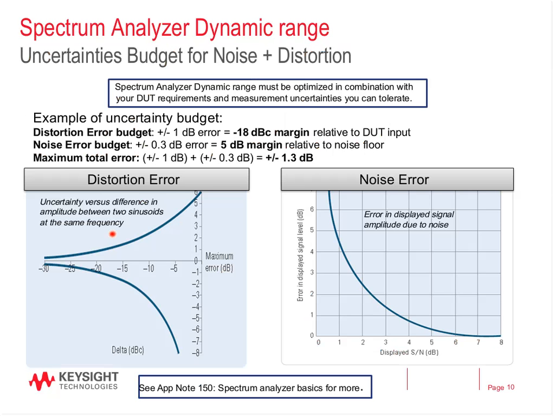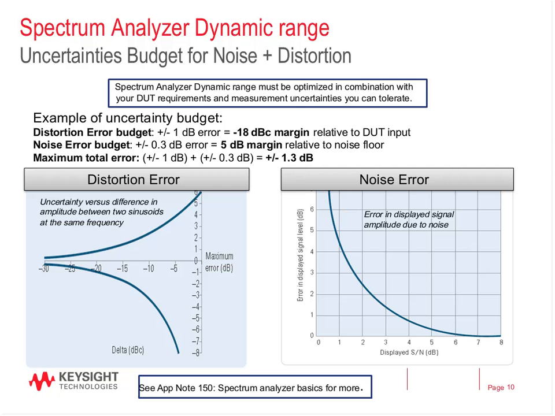So if you have second and third order harmonics from your device, chances are those are going to fall right on top of the second and third order harmonics of the spectrum analyzer. And so you need to know the ratio that you're willing to tolerate for a given error budget. So if you want, let's say, in this first example, you have a distortion error budget of plus or minus 1 dB. If you read this chart on the bottom left, that means you have to have about an 18 dBc margin relative to the DUT input. So the harmonics from the spectrum analyzer have to be 18 dB better than your device as the input, okay?